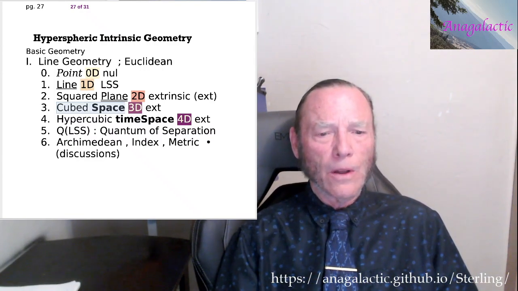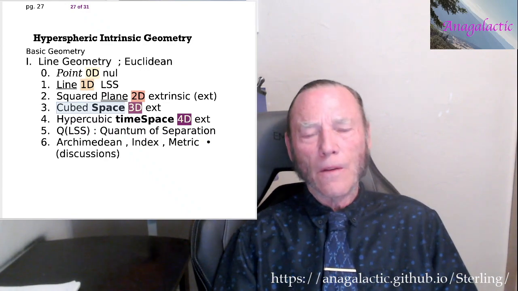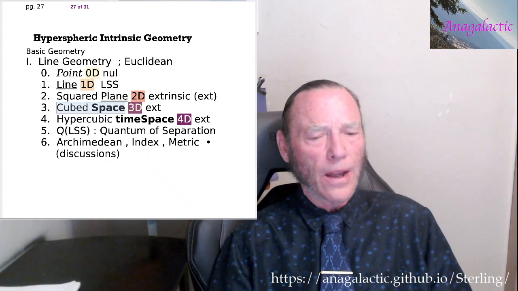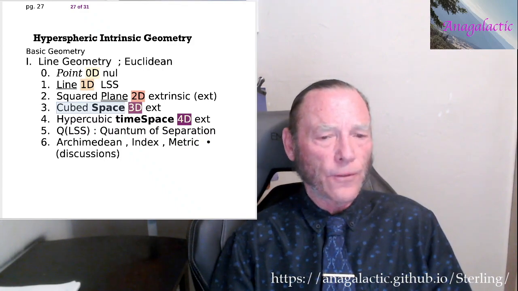Well, when you do, you're not referring to space. You're referring to the grid. That's why it's extrinsic. And the reason we use this grid, both in the plane and in volume space, is in order to get a coordinate fix.